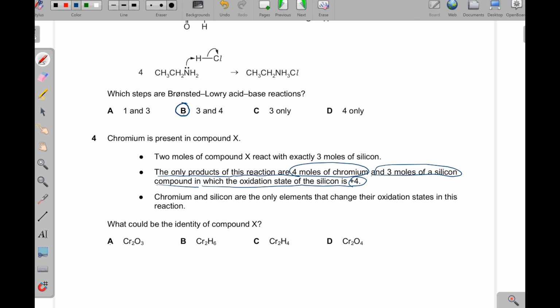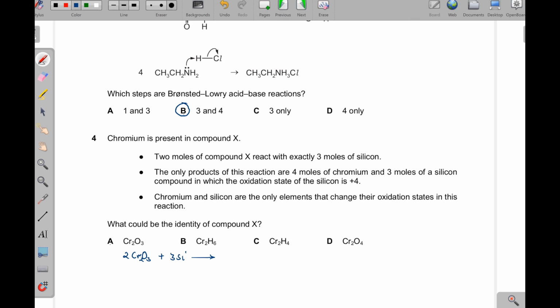Chromium and silicon are the only elements that change their oxidation states in this reaction. What could be the identity of X? So what I'm going to do is to get all of these ones here, this chromate here. Then I react it with, they said 2 moles of compound X, so 2 moles. Then you react it with 3 moles of silicon.